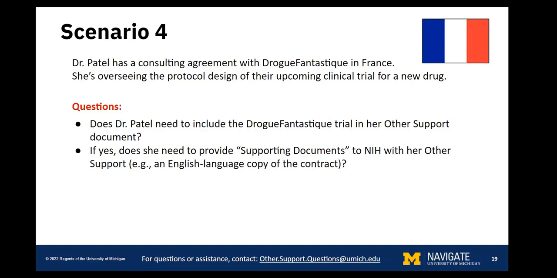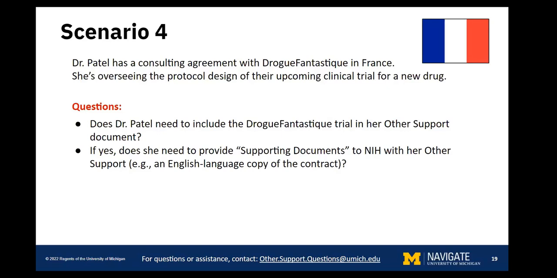And that is exactly the right question to ask. That was very intentionally left out of the description because the answer to the supporting document question is, it depends. If the consulting agreement is with Dr. Patel individually, as April mentioned a minute ago in response to Melissa Schoen's question, then yes, it would need to be included.